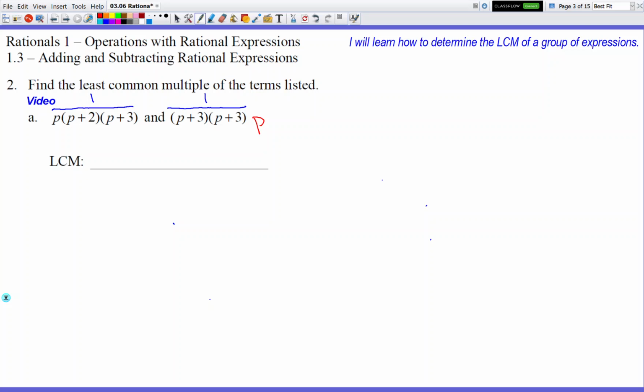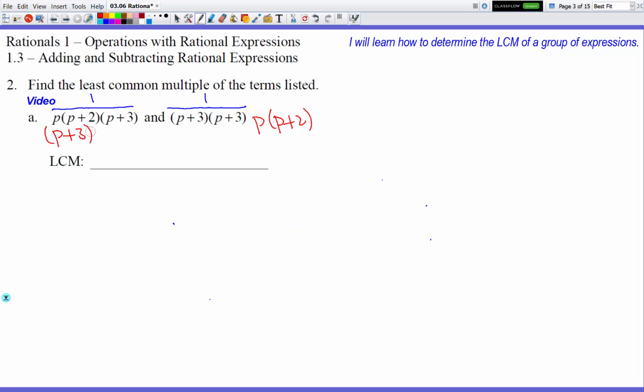Do both sides have p plus 2? No, only the left side has p plus 2, so I have to put p plus 2 on the right side also. And the left side has a p plus 3. The right side also has a p plus 3, so he's good to go. I don't have to write it down this time. But the right side has an extra p plus 3. Does the left side have that extra p plus 3? I don't think so. So the left side needs to also have the extra p plus 3.